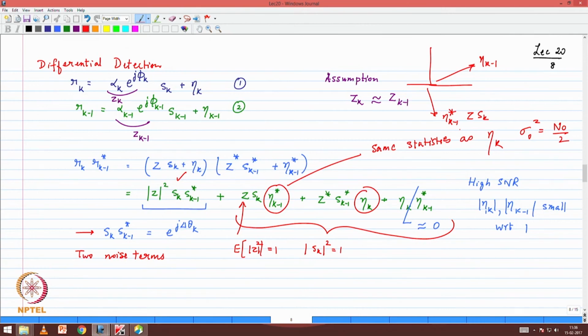So differential detection has been defined as Rk into Rk minus 1 conjugate. I expand the terms, I get 4 terms. One of the terms is negligible. The other 2 terms are noise with the same statistics as the original noise which was present in my system, but they are uncorrelated, so therefore I will get double the noise variance. And then I have my decision statistic, which is going up or down based on zk squared, but what I'm looking for is the phase. Any scaling of the phase is not going to matter. I will still get the angle as the one that I'm interested in. So this is the differential detection.